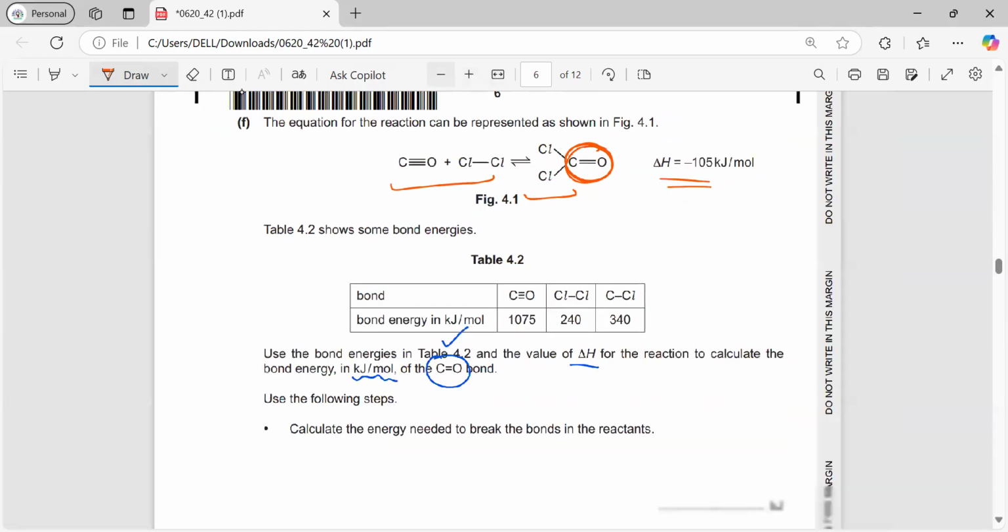So let's calculate it. First of all, we will calculate the energy needed to break the bonds in the reactants. Now, in the reactants, we have one CO bond. There is just one CO bond. And there is one chlorine bond.